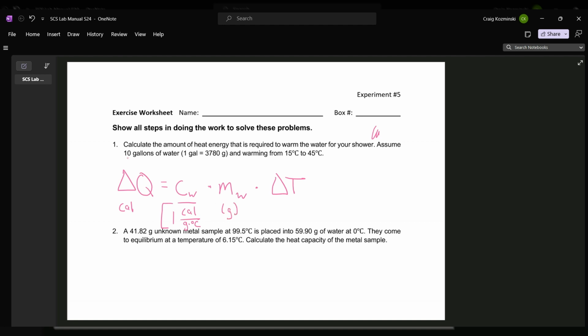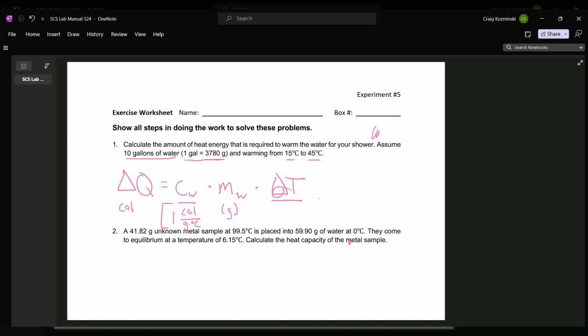So I'll have to convert 10 gallons of water, which is a volume, to units of grams, which is a mass. So here you're given that conversion factor for every 1 gallon. There are 3,780 grams. And then for delta T, to answer this part of the question, you're going to have to use the change in temperature in degrees Celsius, so 45 minus 15.